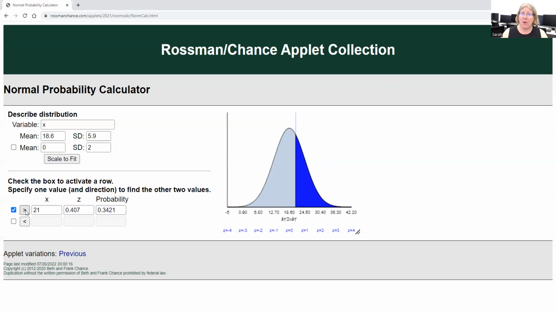And then what is the probability that the mean score of 50 randomly chosen students is 21 or higher? So we already have normal from the original population. We keep the same mean of 18.6, and we'll change that standard deviation to be 5.9 divided by the square root of 50. That's going to give us about 0.834. And if I scale to fit, now the probability that 50 students as a group average a score of 21 or higher is 0.2%, so 0.002. So pretty minuscule there.